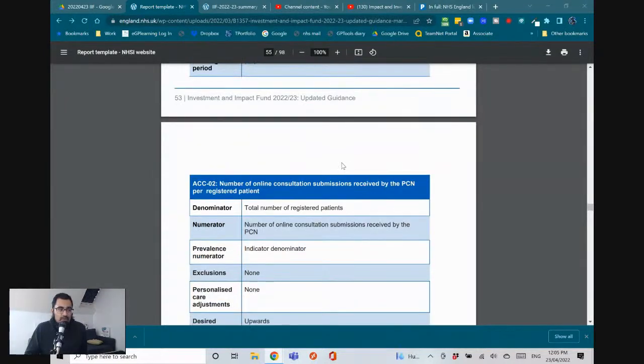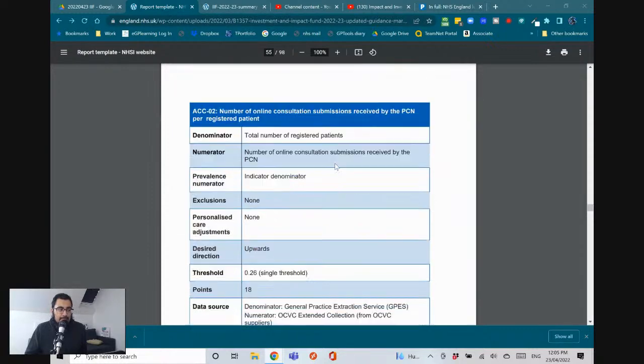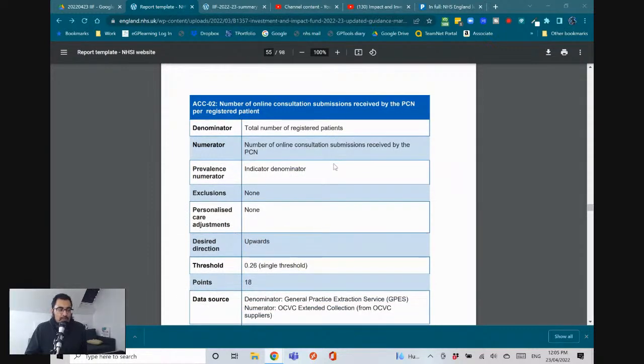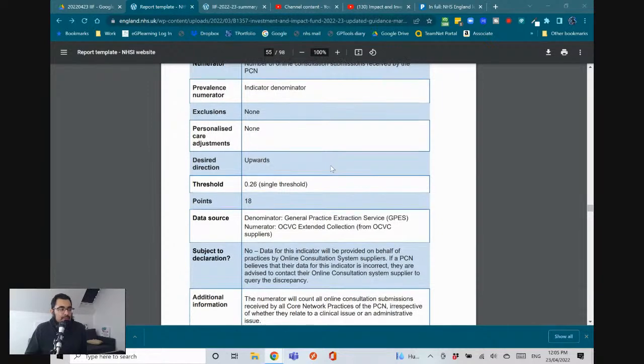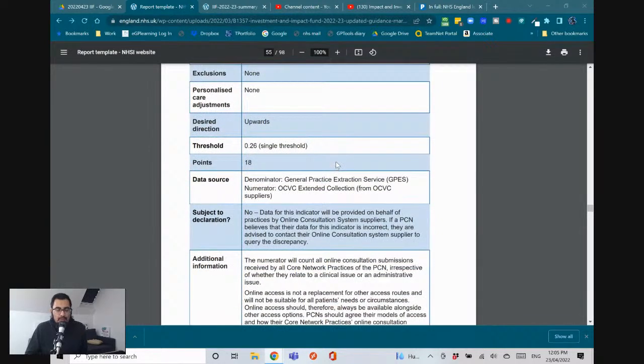The denominator is the total number of registered patients and the numerator is the number of online consultation submissions received by the PCN. There are no exclusions, no personal care adjustments. It is an upward trend, and the threshold is 0.26%. It's a single threshold. So as I mentioned, you either do it or you don't. 18 points, so 3,600 odd pounds for the network.